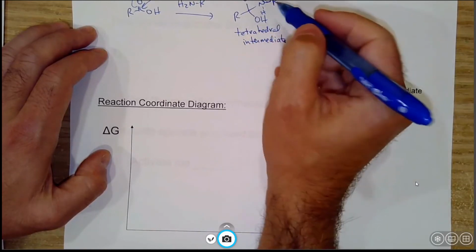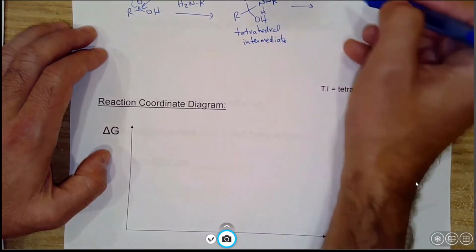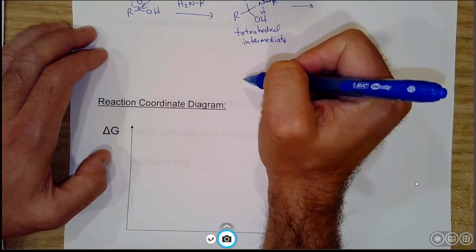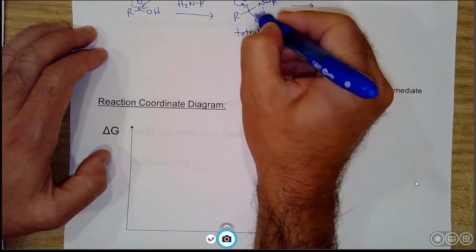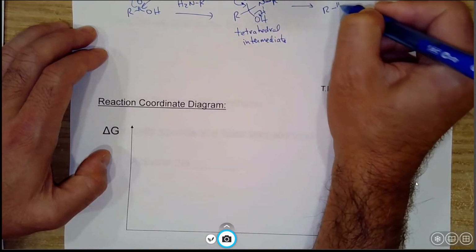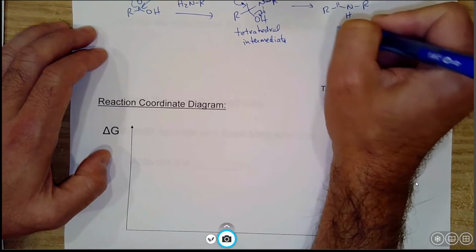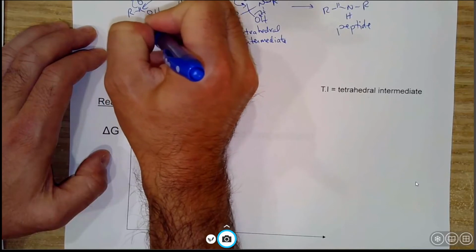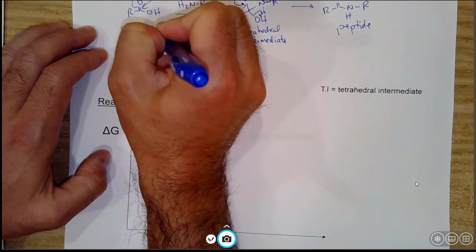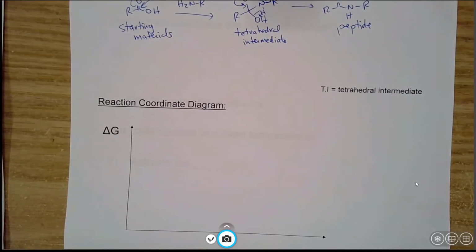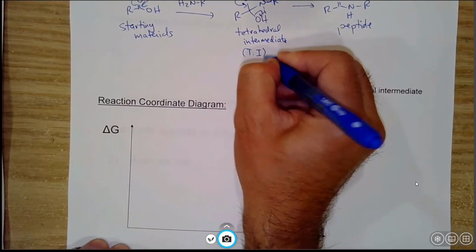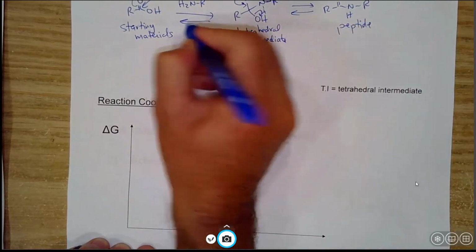Okay, and then after some proton transfers, this pi bond will reform from the oxygen and you will release the OH group. And what you will generate after deprotonation is your peptide. And here we have our starting materials. So you can see that getting to that tetrahedral intermediate is actually very difficult. We've talked about some of those issues already. Just call this TI, tetrahedral intermediate, and as you also know, this is a reversible reaction.